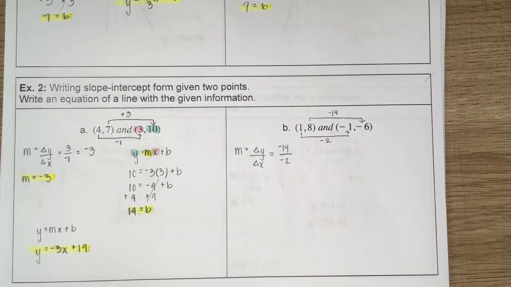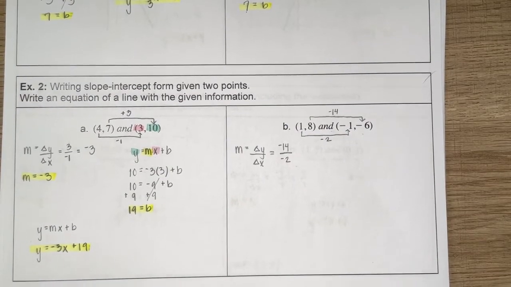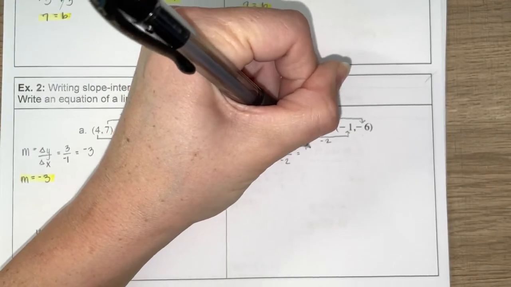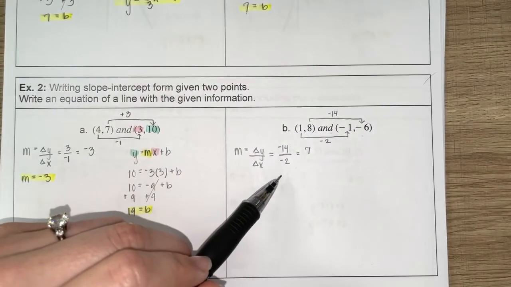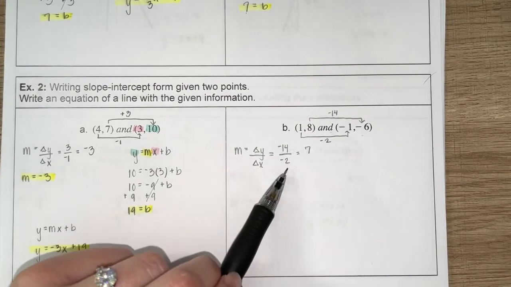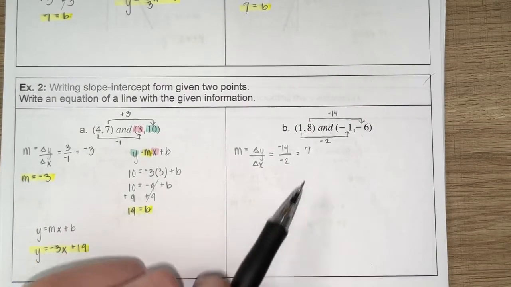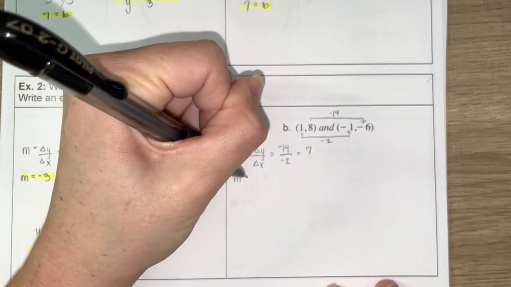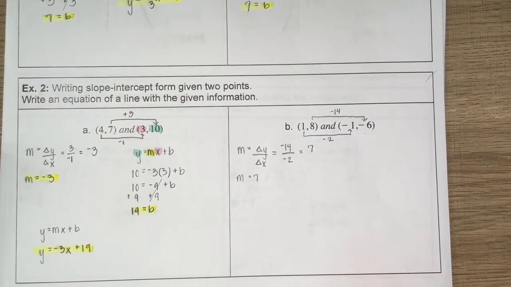And then negative 14 over negative 2, we can reduce this because negative 14 is actually divisible by negative 2, and it's 7. So remember, a negative divided by a negative is a positive, and then 14 divided by 2 is 7. So negative 14 over negative 2 reduces to 7. And then now we have our slope. So our m is 7.